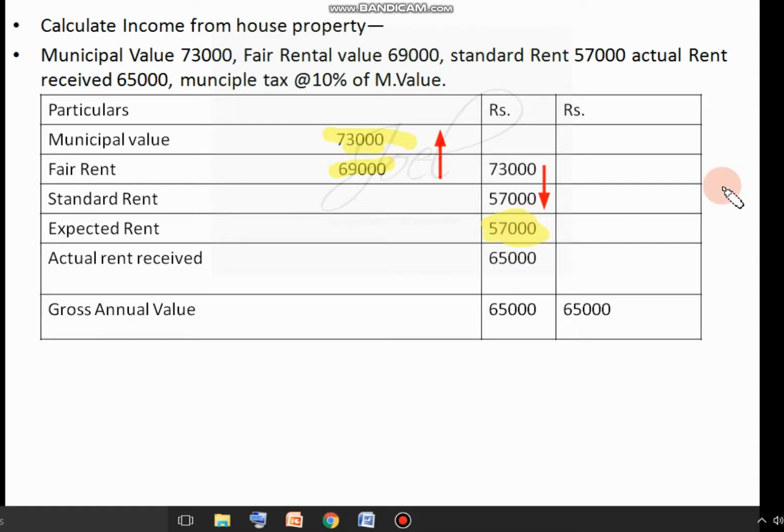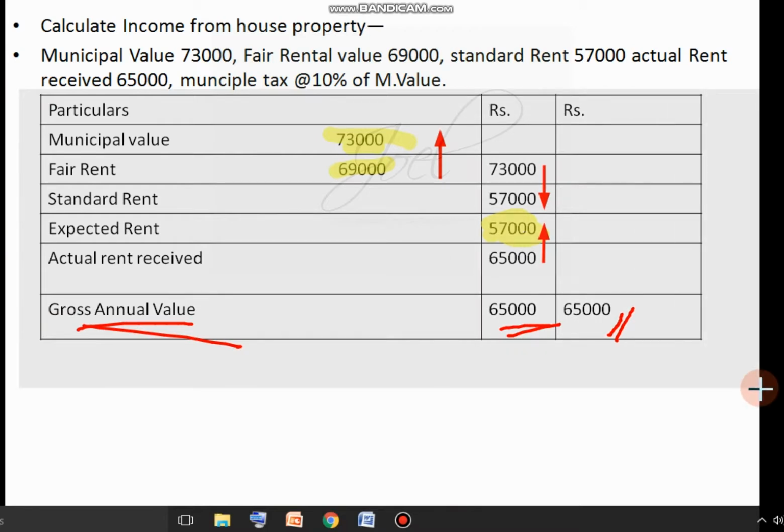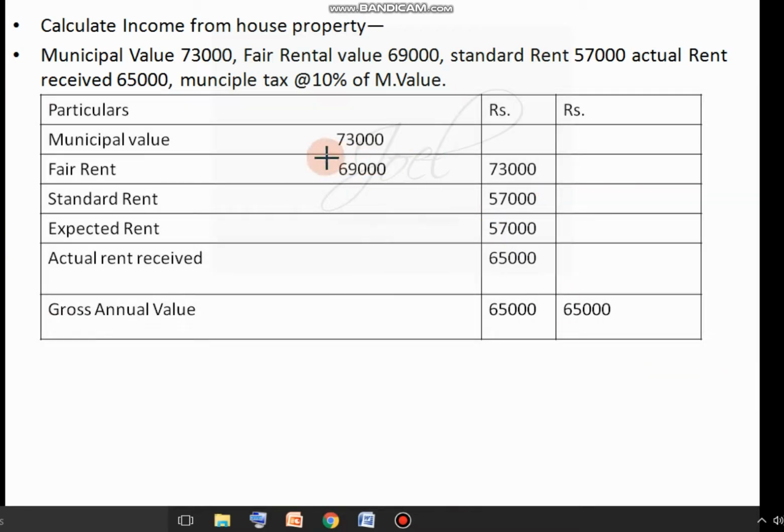Expected rent is 57,000. As a next step, we compare 57,000 with the actual rent received, the amount the tenant has given. Out of these two, we find the highest amount. When we compare, you will get 65,000. So 65,000 is your gross annual value. These are the things. Pause the video and write down these particular things.